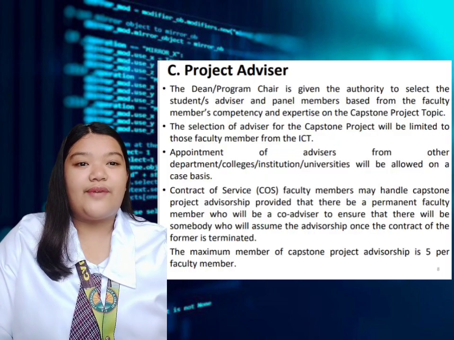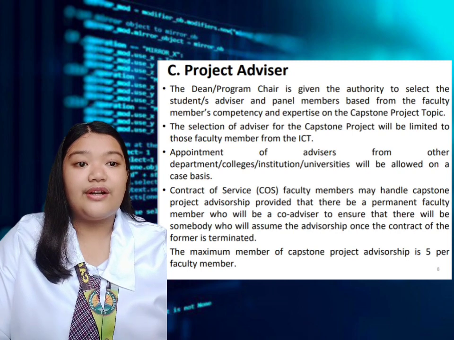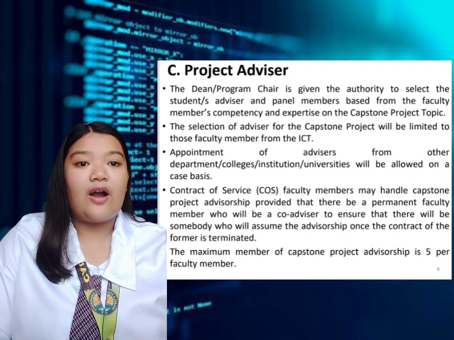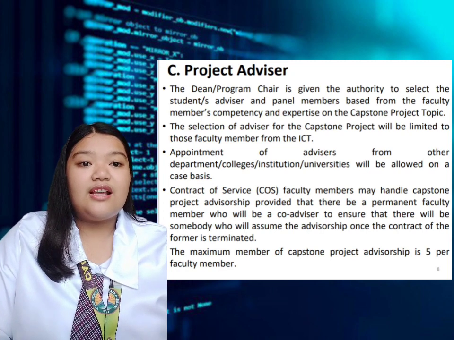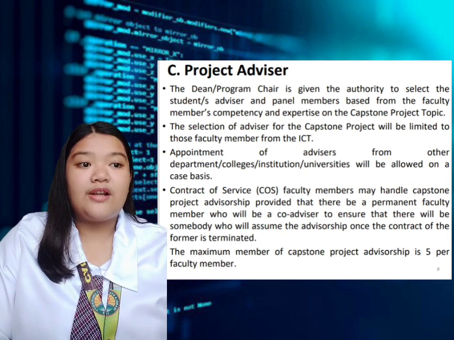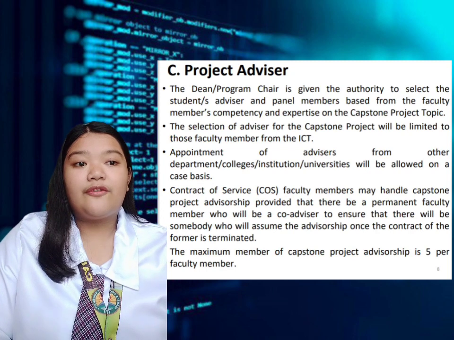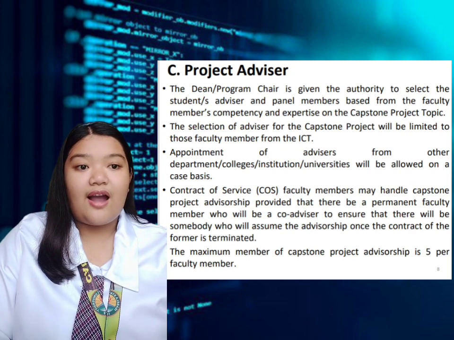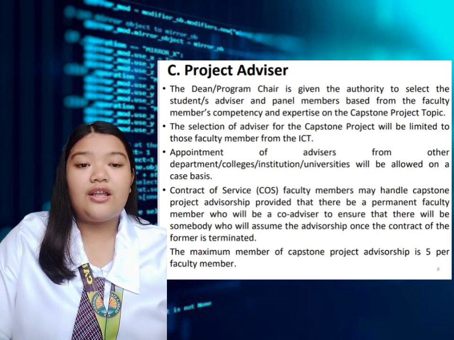Letter C, Project Advisor. The dean or program chairman is given the authority to select the student's advisor and panel members based on the faculty members' competency and expertise on the capstone project topic. The selection of advisor for the capstone project will be limited to those who are members of the ICT. Appointment of advisor from other departments, colleges, institutions, or university will be allowed on a case basis.